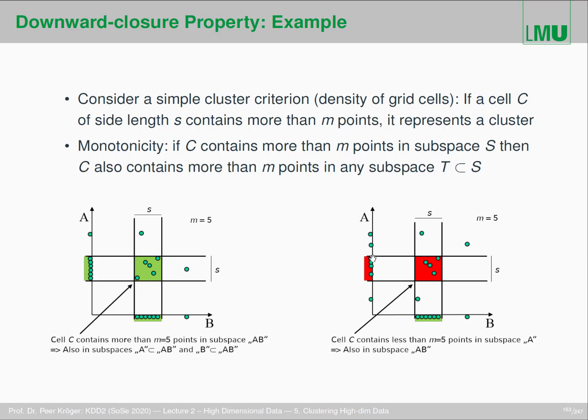So if I have a grid cell which is not dense, any super cells in superspaces also cannot be dense. From this cell, I don't need to compute higher-dimensional cells, because I know all higher-dimensional cells that take this one as one interval along the A-axis cannot be dense. And that can be used to apply an Apriori-style branch and bound subspace search.